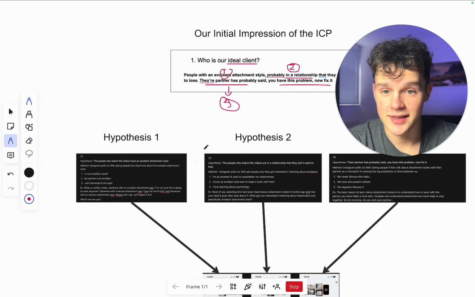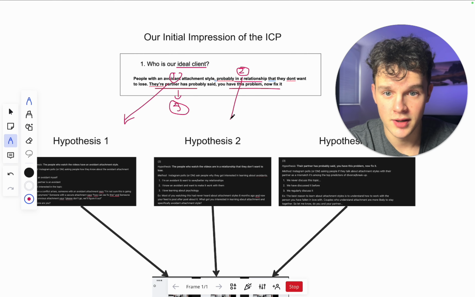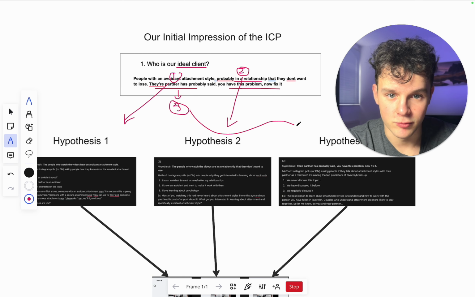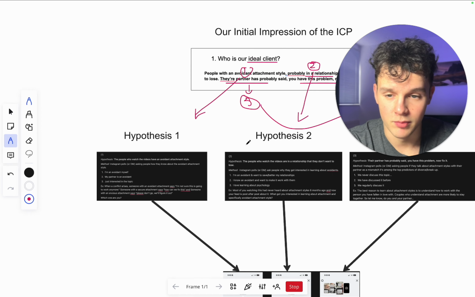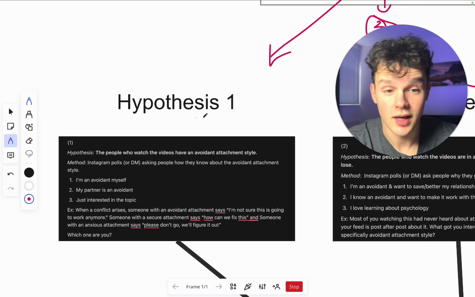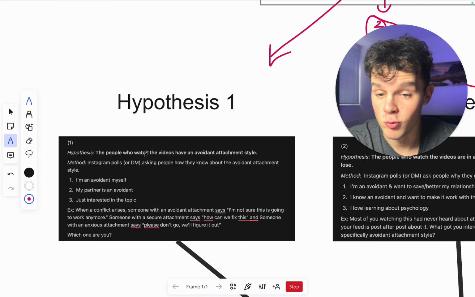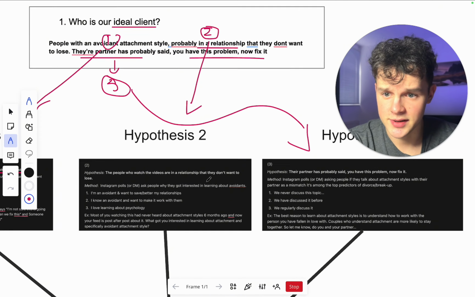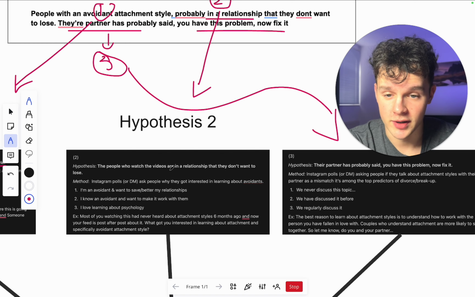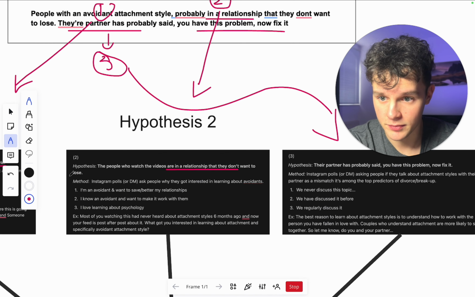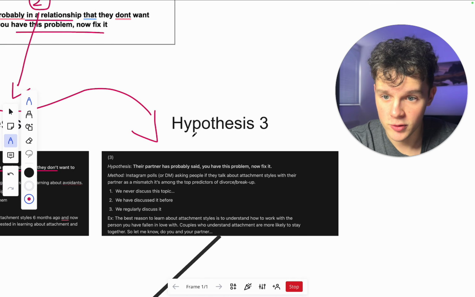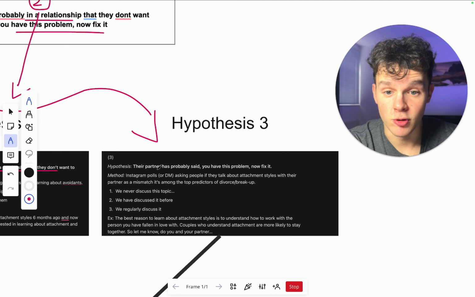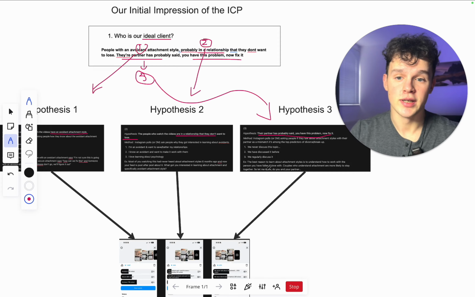And then we dissected this into 3 different hypotheses. We took hypothesis number 1, hypothesis number 2, and then we had hypothesis number 3. As you can see over here, the assumption number 1 was that people who watch the videos have an avoidant attachment style. Then hypothesis number 2 was that the people who watch the videos are in a relationship that they don't want to lose. There you go. And then the third one was their partner has probably said, you have this problem, now fix it. And there we go. So there are our 3 hypotheses.